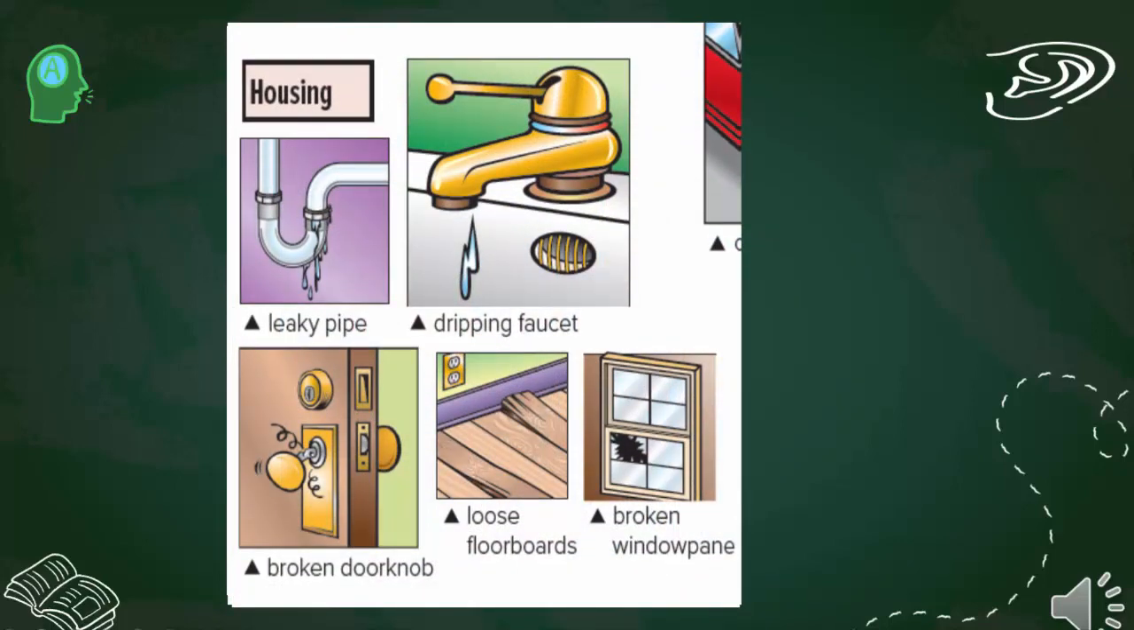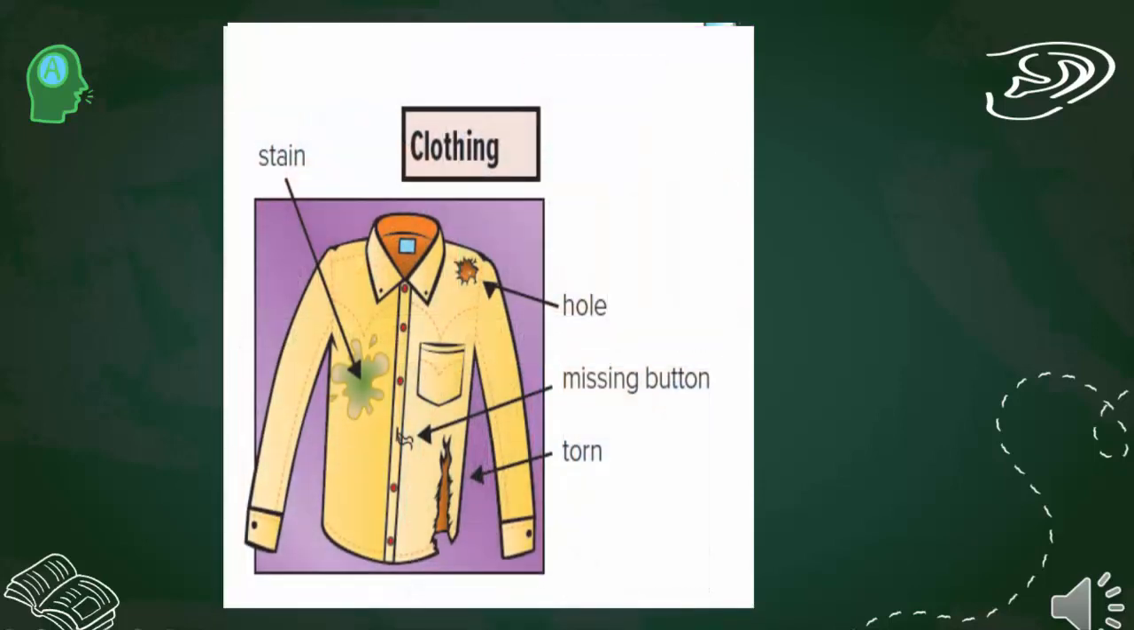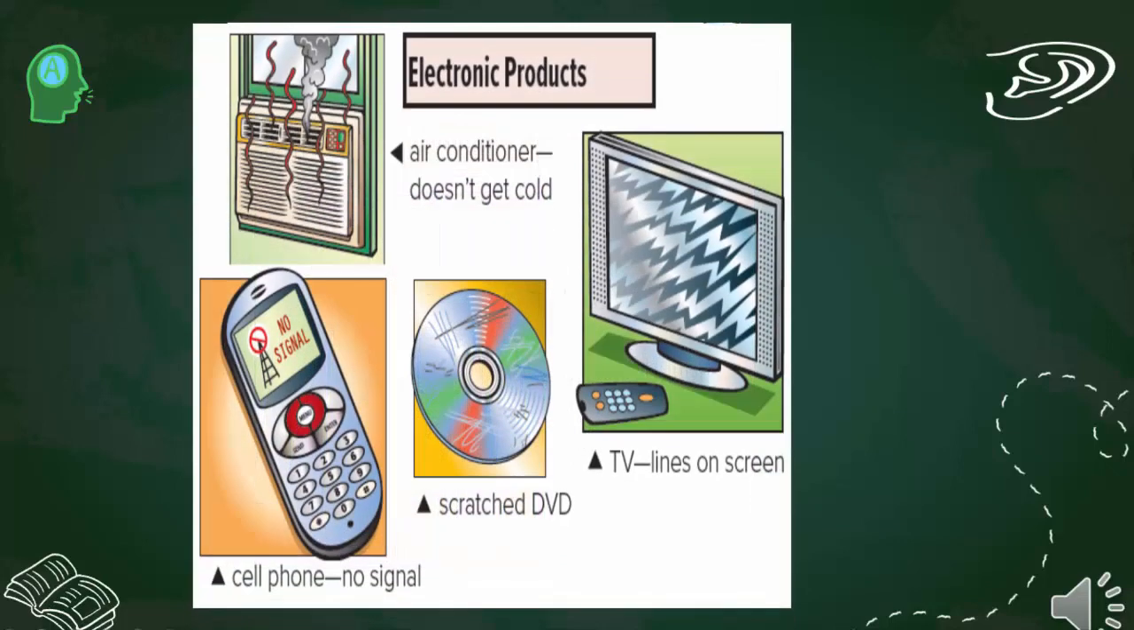Consumer awareness. What to be aware of. Housing. Leaky pipe. Dripping faucet. Broken doorknob. Loose floorboards. Broken window pane. Car repairs. Cracked windshield. Flat tire. Dead battery. Worn tire. Dent in the body. Clothing. Stain. Hole. Missing button. Torn. Electronic products. Air conditioner. Doesn't get cold. Cell phone. No signal. Scratched DVD. TV. Lines on screen.